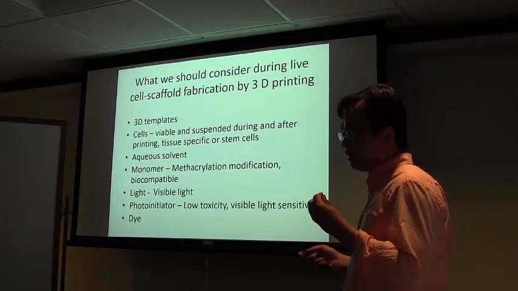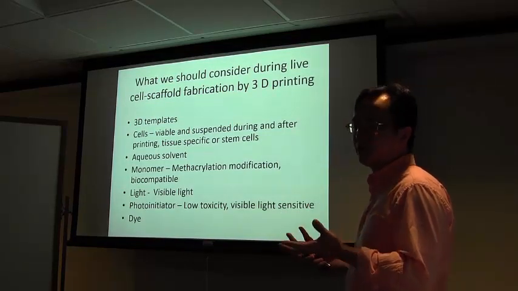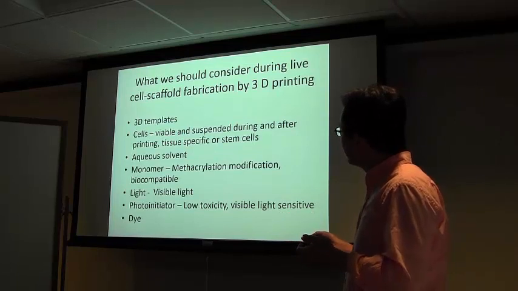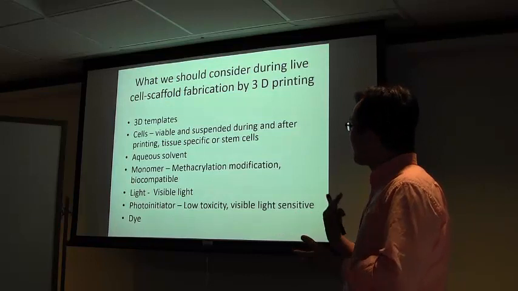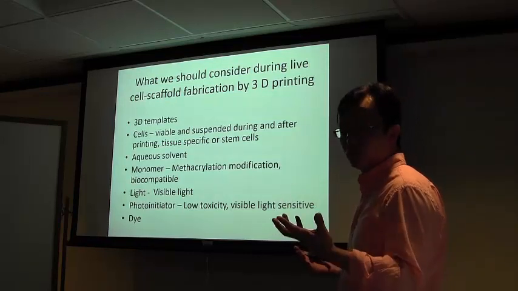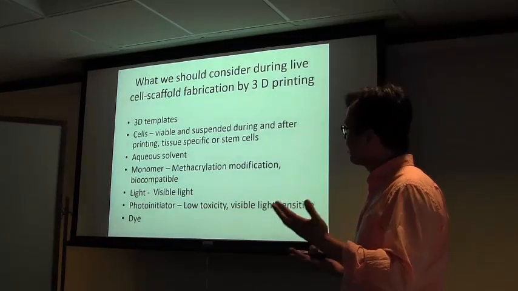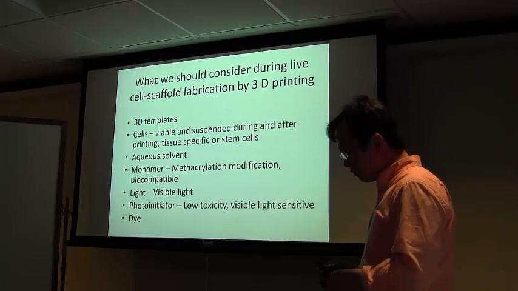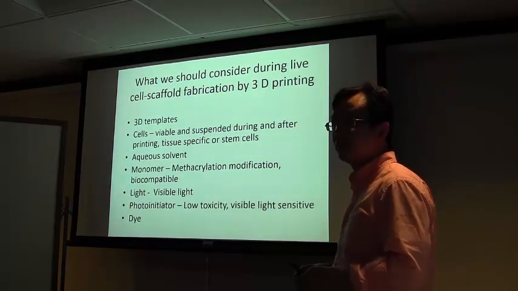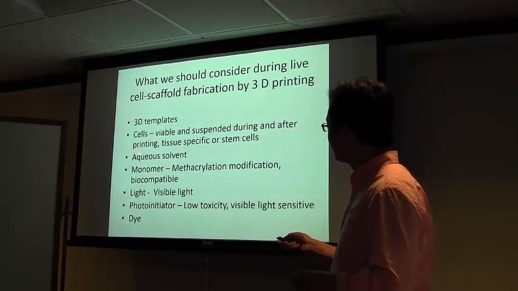It could be from 3D design software or come from medical images. And for the cells, what are we going to use? It's obvious that it's based on the tissue you're going to print, right? If you need hard tissue, you need hard cells. And we also need the aqueous solvent, that is, a water-based solvent, because cells cannot survive in organic solvent, so you have to be in the water.